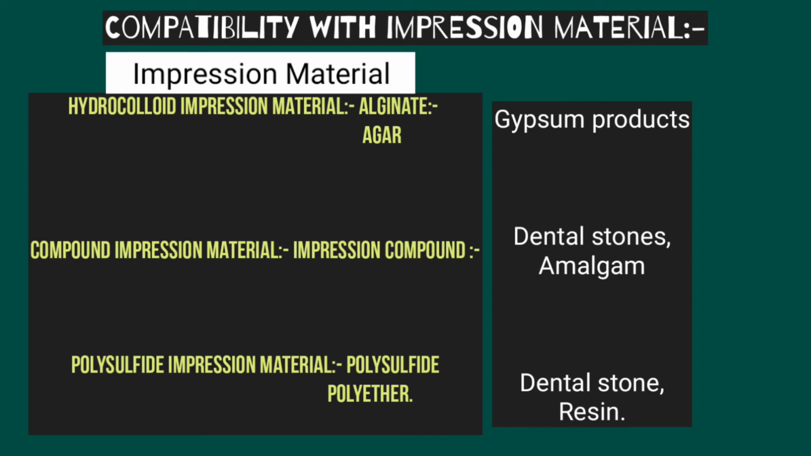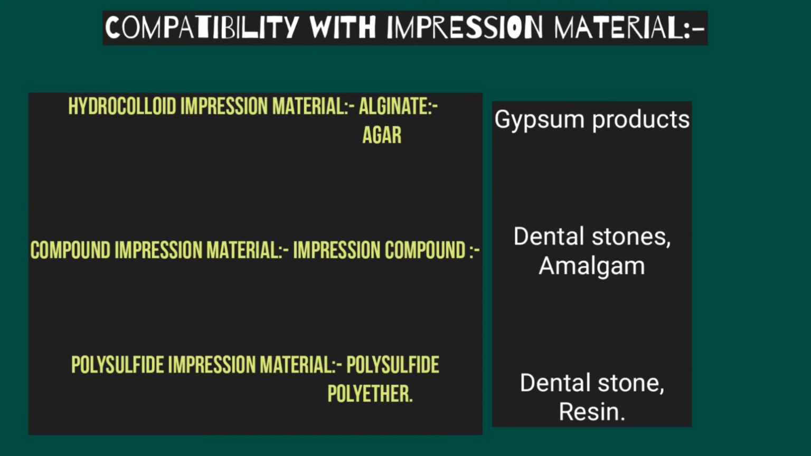Third is the polysulfide impression materials, like polysulfide and polyether. These kinds of impression material are usable with dental stone and dental resins. So these are the impression materials we are using with the die material.